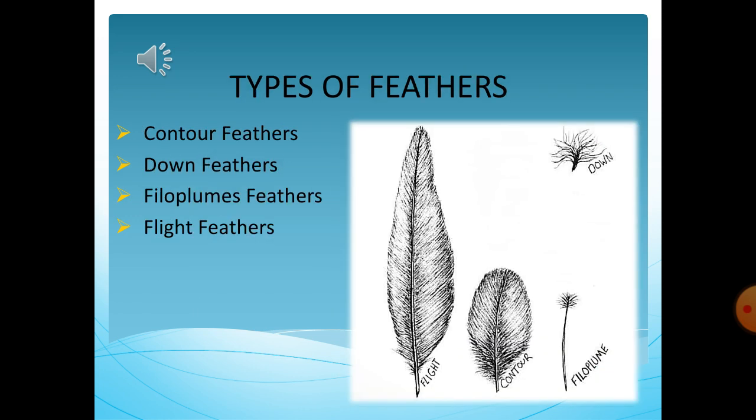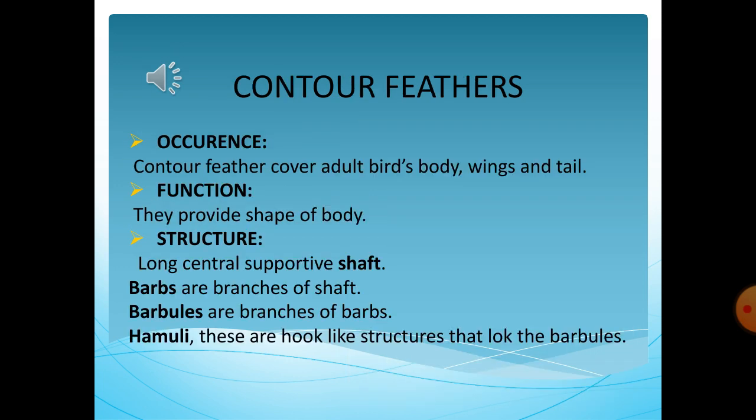How many types of feathers are there? There are four types of feathers: contour feather, down feather, filoplume feather, and flight feather. Contour feather. What is a contour feather? Where does a contour feather occur, what is its function, and what is its structure? In this slide, I am telling you the whole answer to these questions.